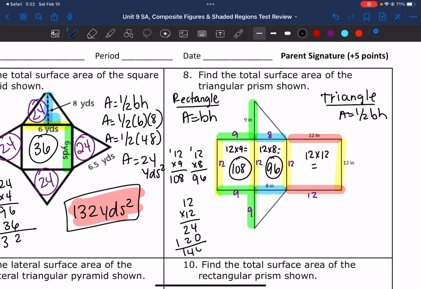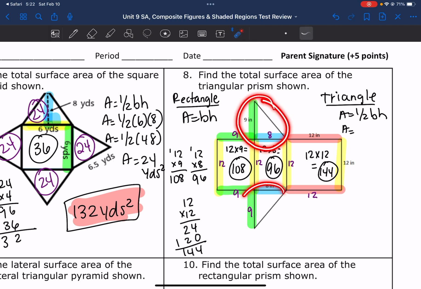That is going to be 144. So this one here is 144. All right, now what's left is to find the triangle. Now when I do the formula, I'm going to find the area of one triangle. Once I find the area of this triangle, I have also found this one because they are identical.